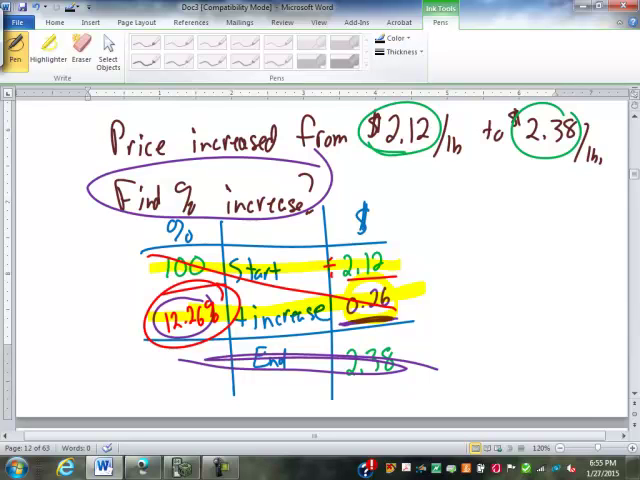Now you might be looking at that saying, I could have figured that out. I could have just subtracted the numbers, and then a blank over 100 equals the 26 cents over the $2.12. Yes, you could have figured that out. But there are some problems where doing it like that is very, very difficult. Let me show you.